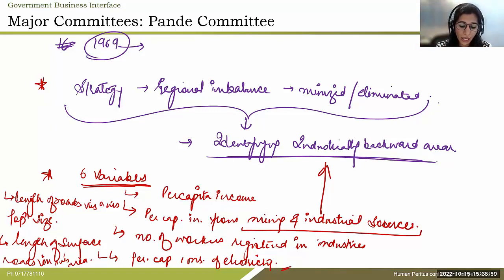Now the committee's final suggestion was that industries of all sizes should be set up in selected backward areas or regions through financial incentives. So the suggestion was: all size industries through financial incentives.